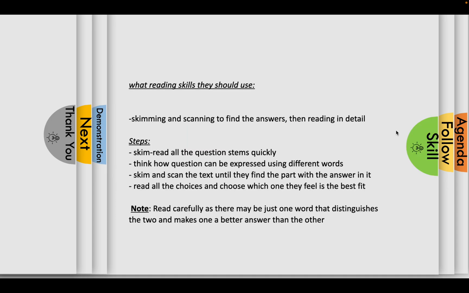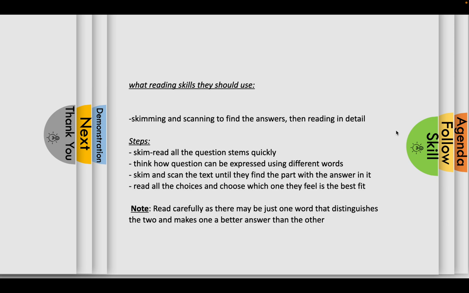So the key skill that you require to target multiple choice questions in the IELTS exam is skimming and scanning. This means you just need to understand what the paragraph is about by reading one or two lines without reading the whole passage. Okay, let me explain the step-by-step procedure.